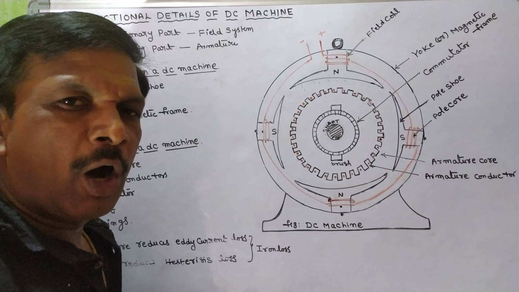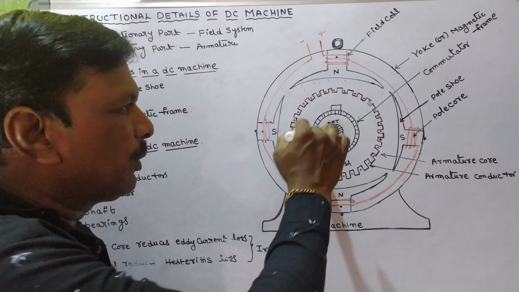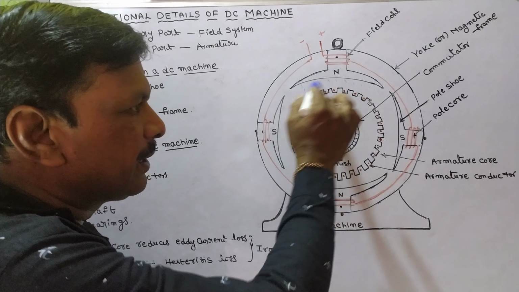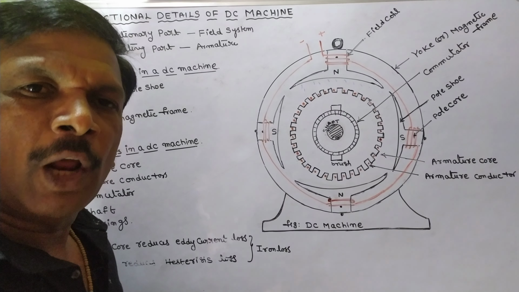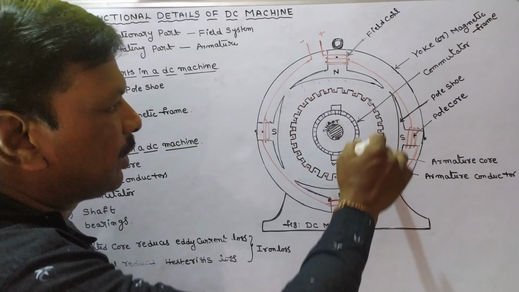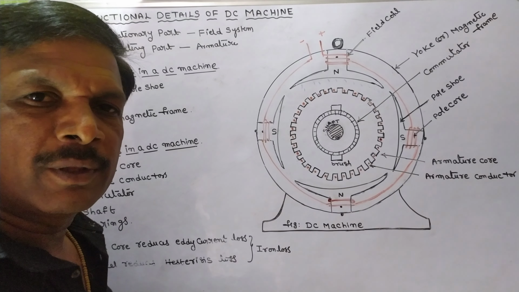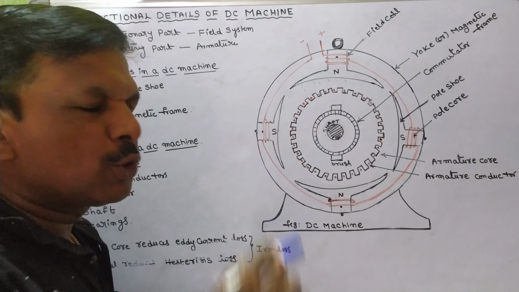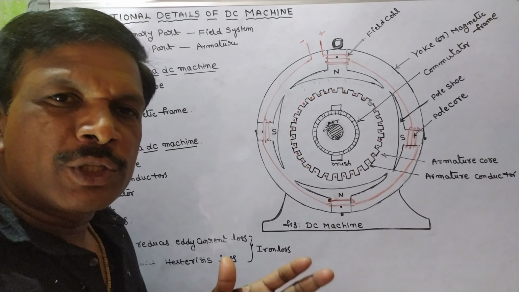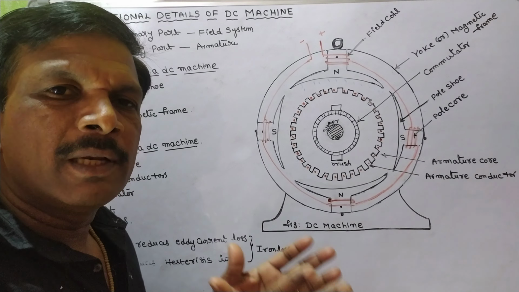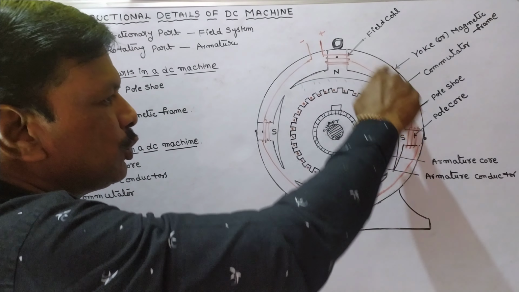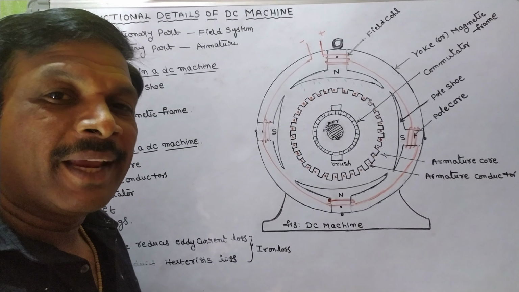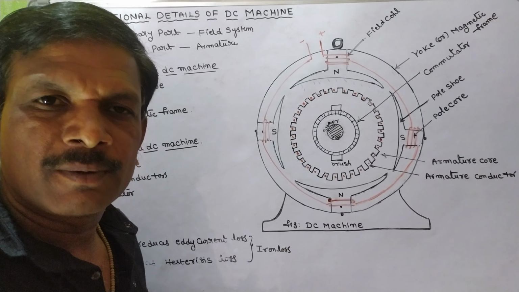Brushes are made with copper or carbon. Commutator segments are made with hard drawn copper. Armature winding is made with copper or aluminium. And the armature core is made with silicon steel thin laminations. Pole core and pole shoe are made with sheet steel or silicon steel laminations. Yoke is made with cast iron for small machines, and fabricated steel for large machines.